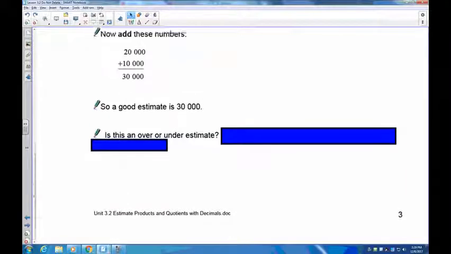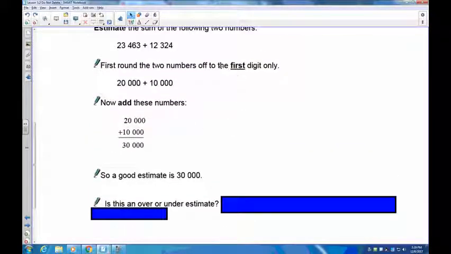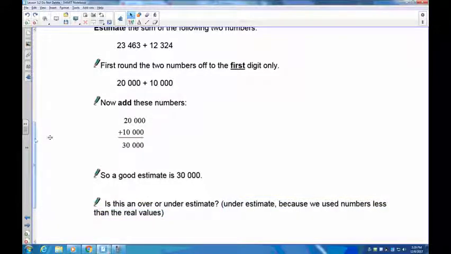All right. Now, is this an overestimate or an underestimate? Well, in front-end estimating, because everything after the first digit turns to 0, you're always decreasing the number. So that means it's always going to come up underneath the value.